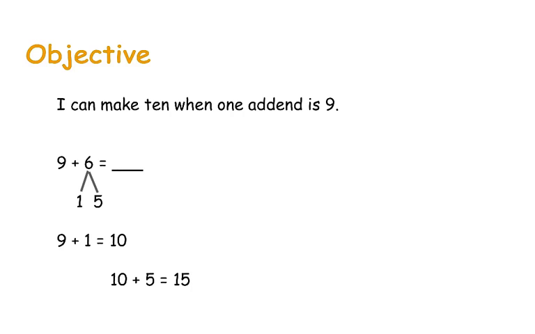So again today, our objective is I can make 10 when 1 addend is 9. So again, we're going to be looking at 9 and seeing how many we can borrow to make 10. And then using the 10 to add the rest.